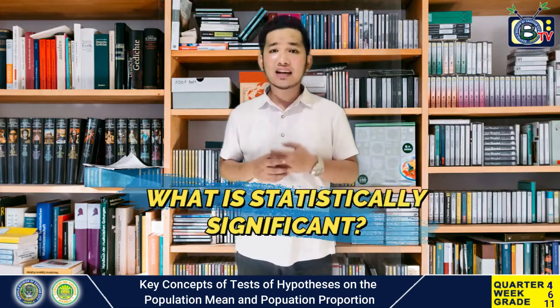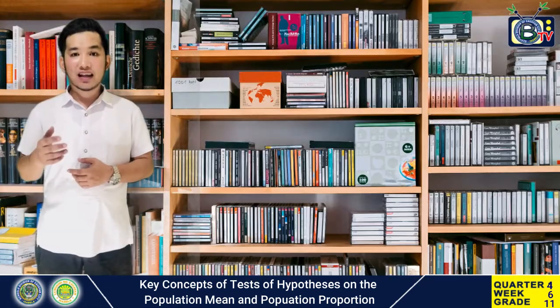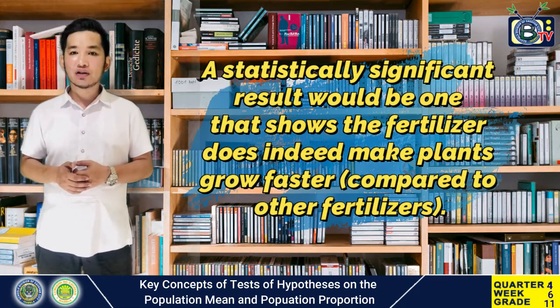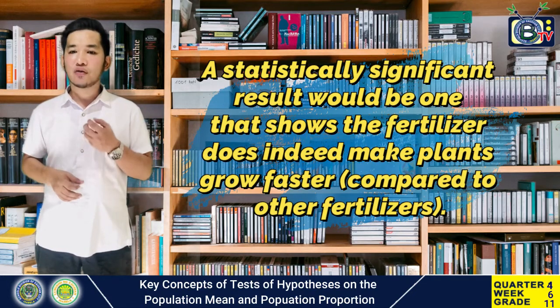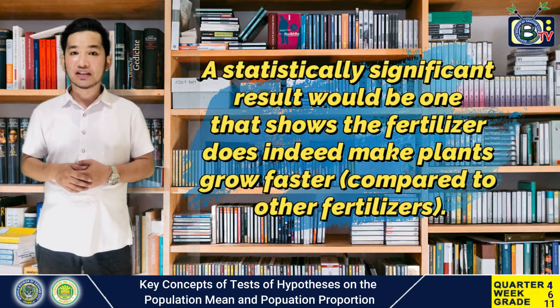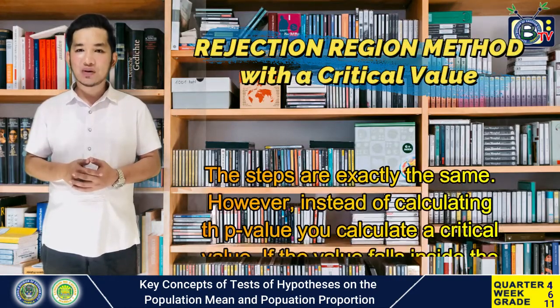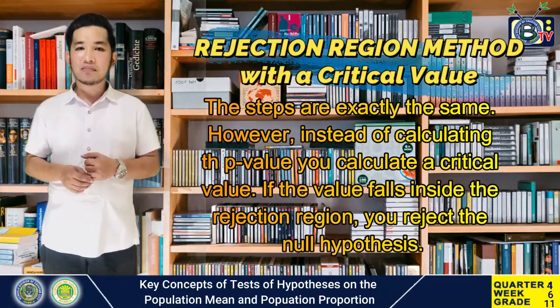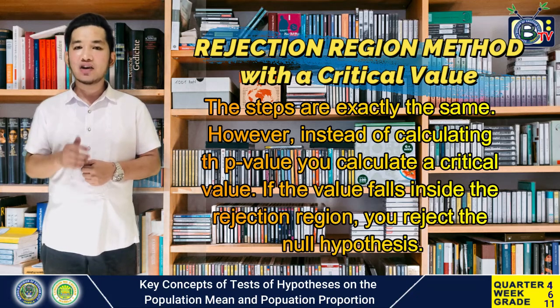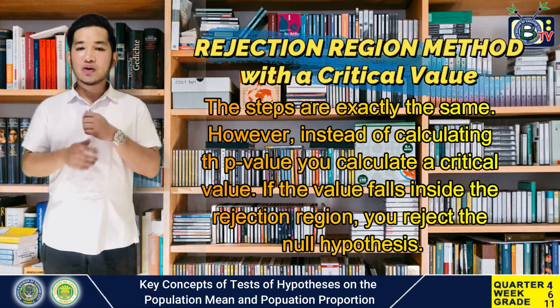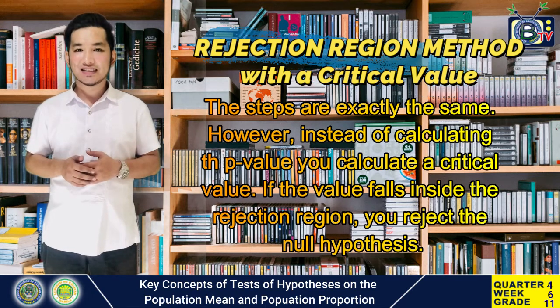What is statistically significant? In the example of the plant fertilizer, a statistically significant result would be the one that shows the fertilizer does indeed make plants grow faster compared to the other fertilizers. Rejection region method with a critical value, the steps are exactly the same. However, instead of calculating the p-value, you can calculate the critical value. If the value falls in the rejection region, you can reject the null hypothesis.